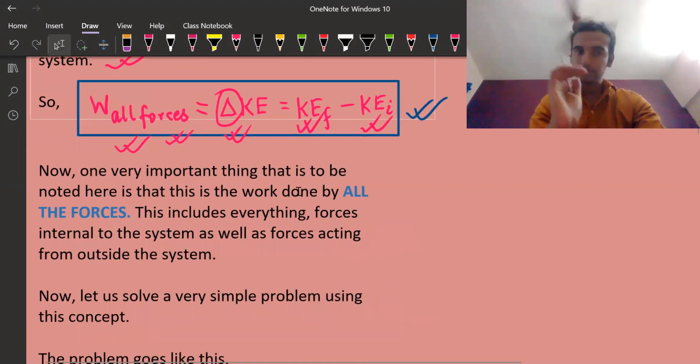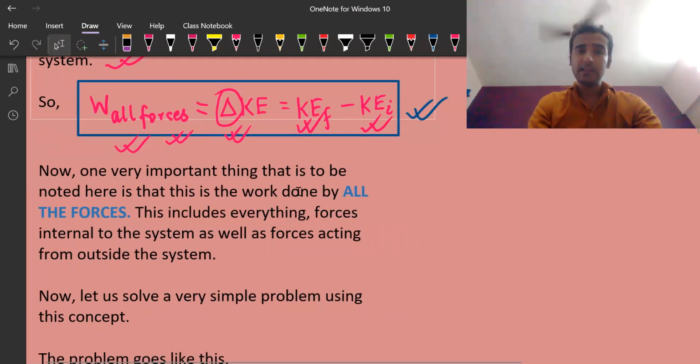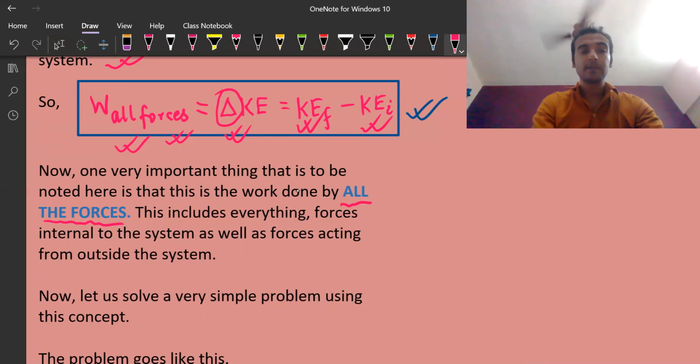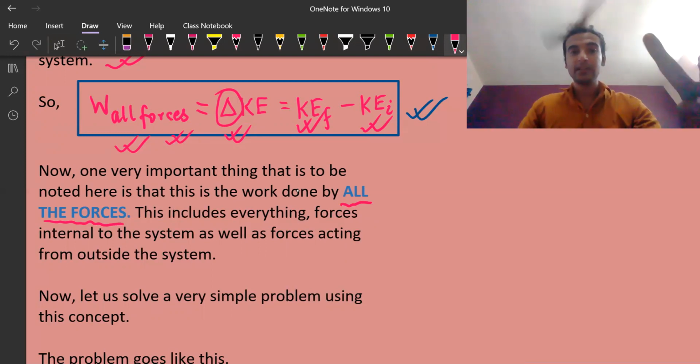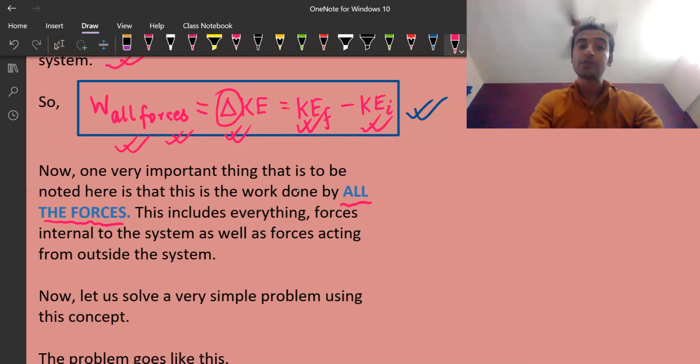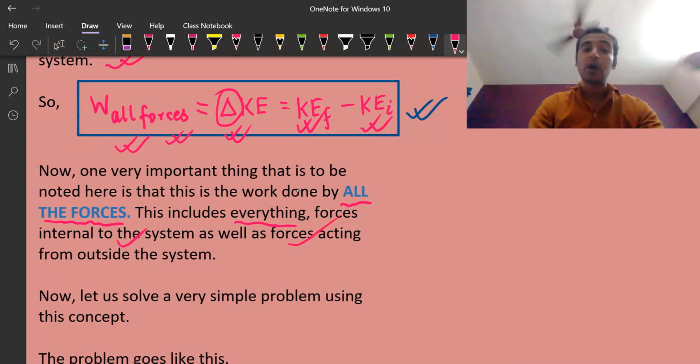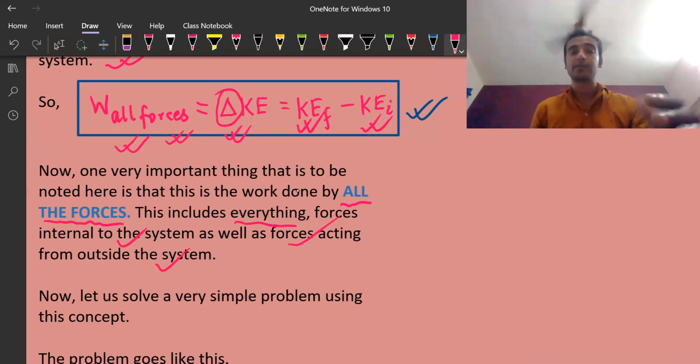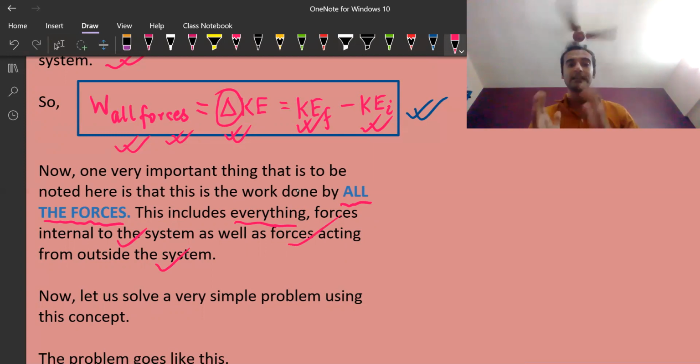Now one very important thing here is the work done by all the forces. Yes, in the statement, we have seen that it says work done by all the forces. When I say all the forces, this means that it includes everything: forces acting inside the system, which are known as internal forces, as well as the forces acting from outside the system, which are known as external forces. So it includes external as well as internal forces.